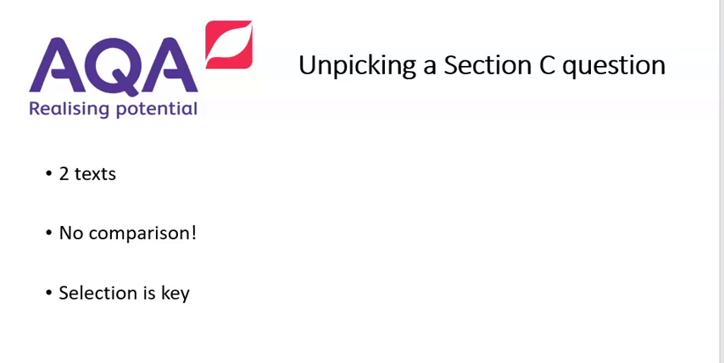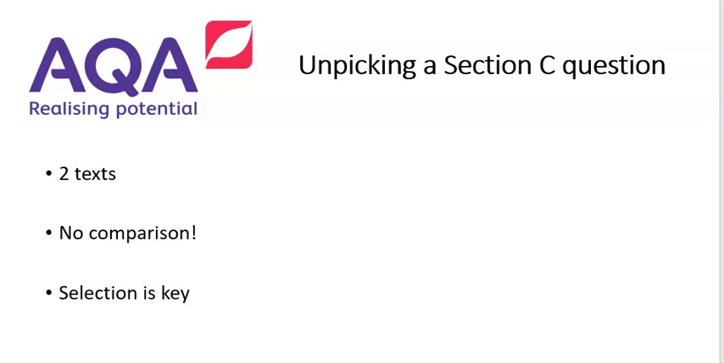Just like Section C in Paper 1, there are two texts. There is no comparison required, once again, and your selection is key, even more this time, for two reasons. First of all, you get to choose which texts you answer which question on. For Paper 1, Death of a Salesman and Keats is your only option.